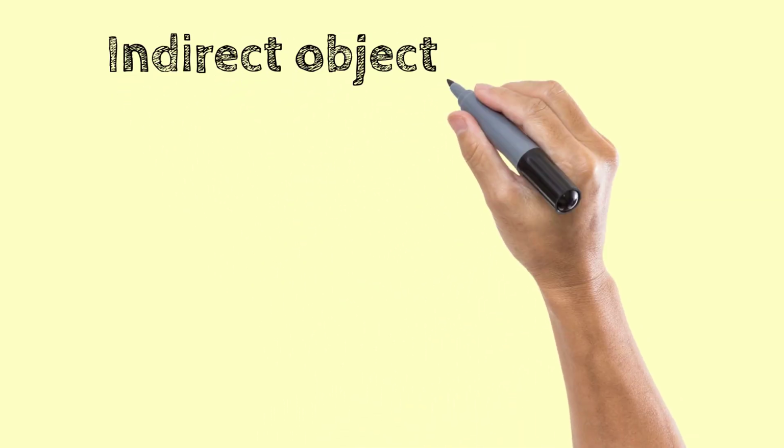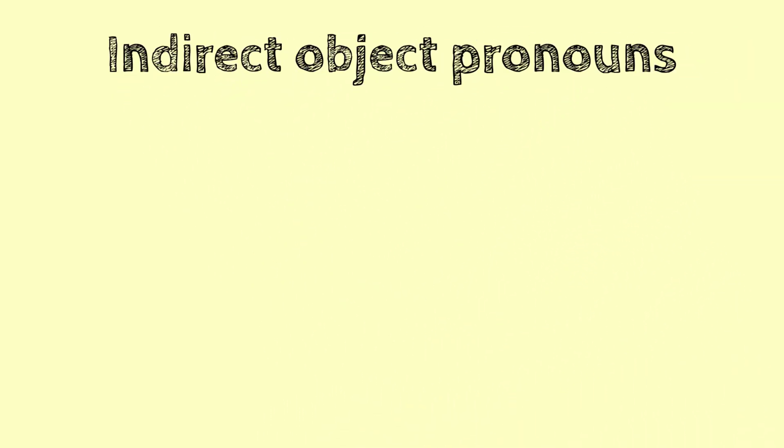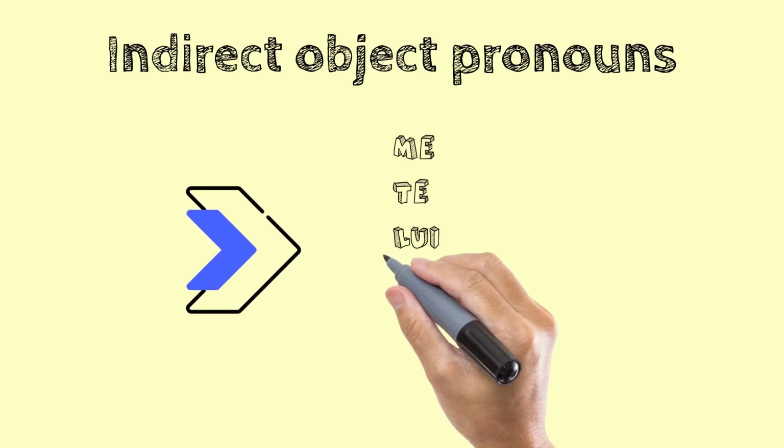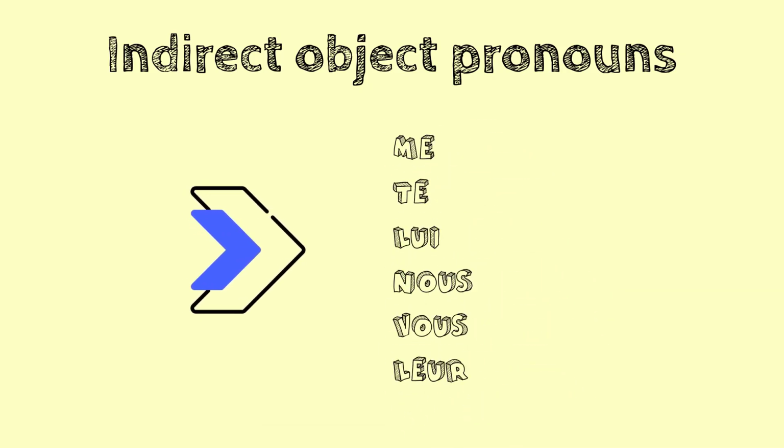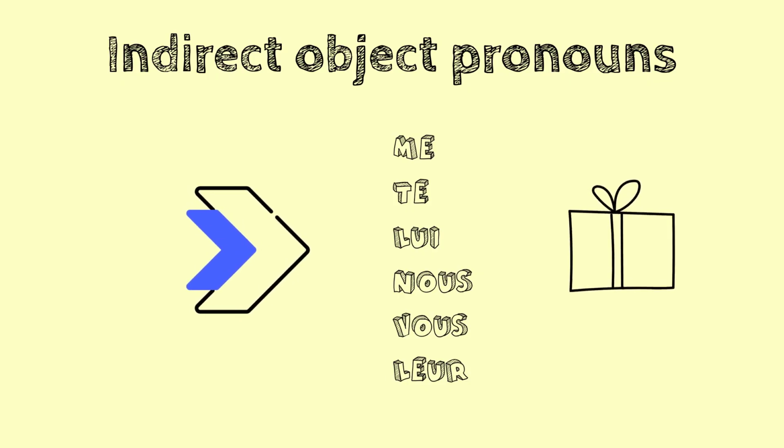So what is an indirect object pronoun? They are the little words like me, te, lui, nous, vous and leur that replace people who receive the action of the verb indirectly. By the end of the lesson, you'll know what they are, when to use them, and how to place them correctly in a sentence.